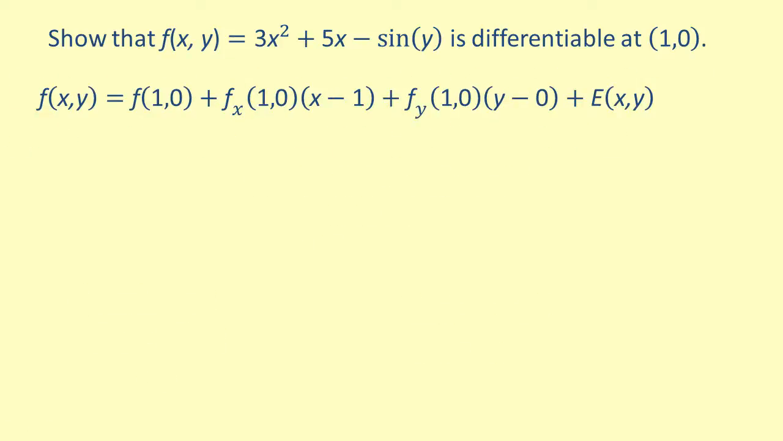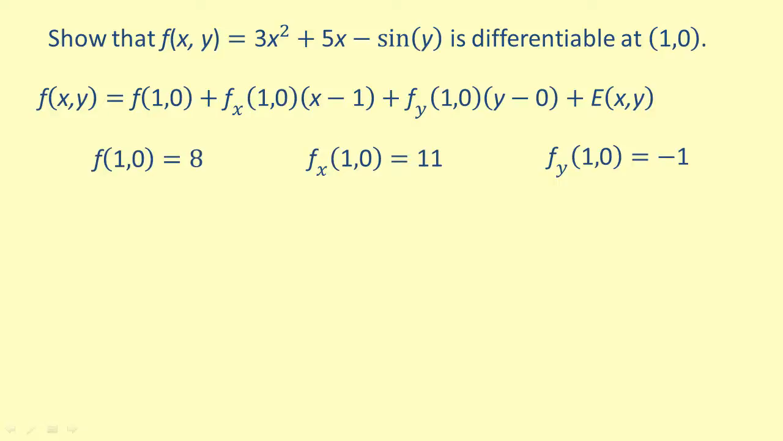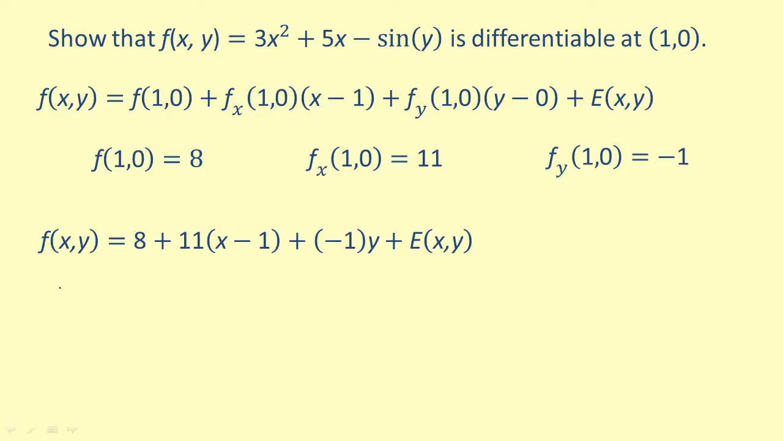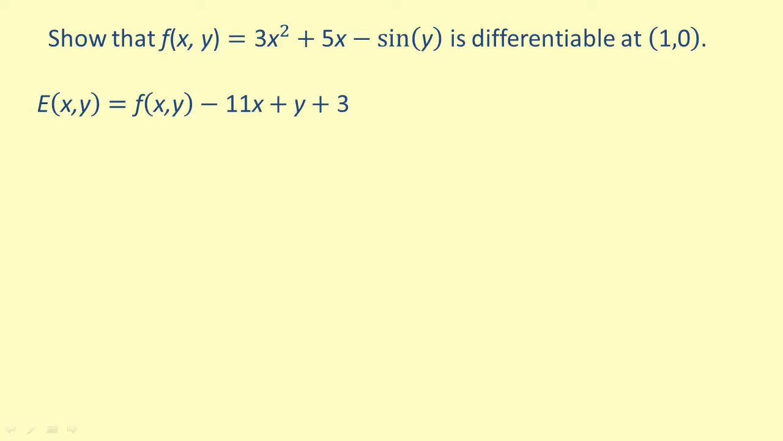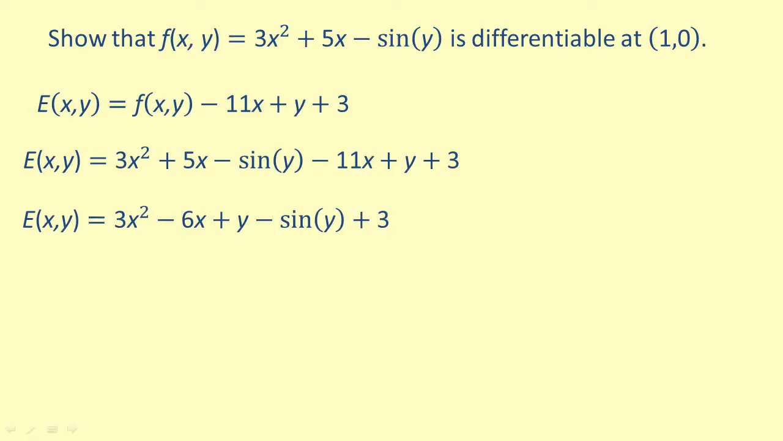Our next step in checking that f is differentiable at 1, 0 is to substitute the values we found at 1, 0 into the function and solve for e of x, y. After substituting, we find that f of x, y is 11x minus y minus 3 plus e of x, y. Solving for e of x, y just requires subtracting everything but e from both sides and then switching sides of the equation. Now that we have e in terms of x, y and f, we can replace f with 3x squared plus 5x minus sine y and have e in terms of x and y. Our substitution gives us 3x squared plus 5x minus sine y minus 11x plus y plus 3. Upon simplification, we find that e of x, y is equal to 3x squared minus 6x plus y minus sine y plus 3.